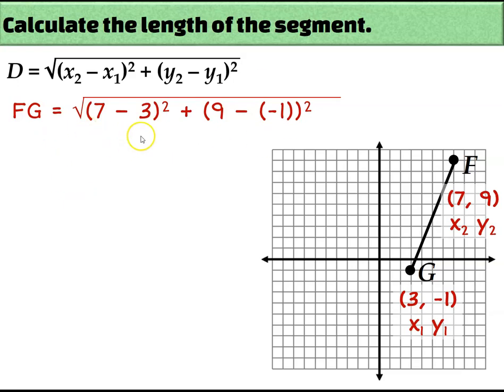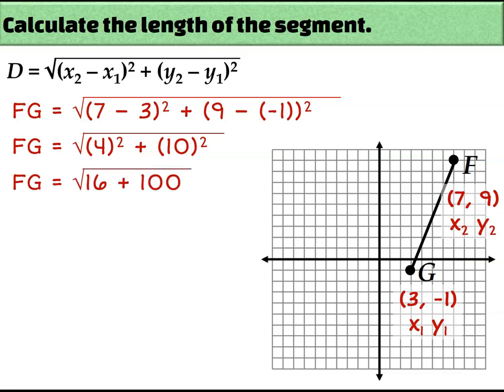Again, your numbers might be flip-flopped from mine depending on which one you called x1, y1 and which one you called x2, y2. You might instead have 3 minus 7 and -1 minus 9, and that's totally fine. You're going to get to the same answer as me. Simplifying step by step, I would have 4 squared and 10 squared, which is 16 and 100. So I find out that FG is the square root of 116, which unfortunately is not a perfect square, so we'll have to make a factor tree.